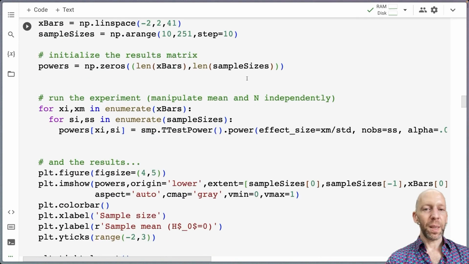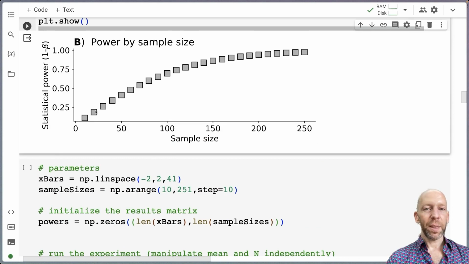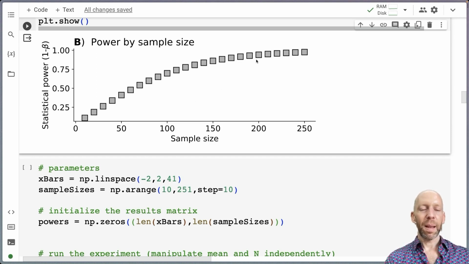Okay, so then what you see is that power increases as a function of increasing sample size. That part is not so surprising. But what perhaps is a little bit surprising, certainly important to understand, is that increases in sample size help you increase power only to some extent. Basically, the larger the sample size, the smaller the marginal benefit of increasing sample size.